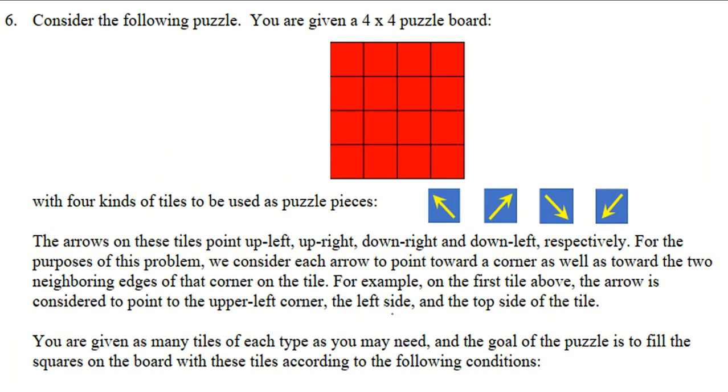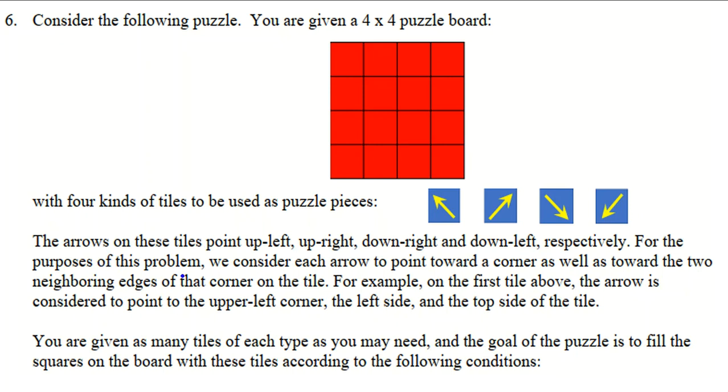Problem number 6, let's read the problem. Consider the following puzzle. You are given a 4x4 puzzle board, with 4 kinds of tiles to be used as puzzle pieces. So this one, this one, this one, this one. The arrows on these tiles point up left, the first one, down right, this one, down, up left, up right, okay, up left, up right, respectively here, down right, down left.